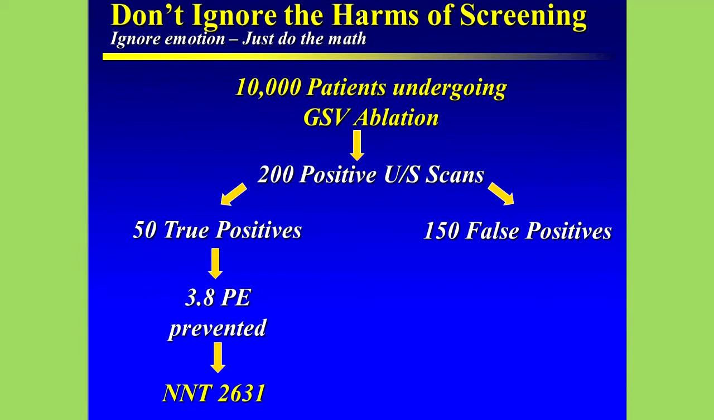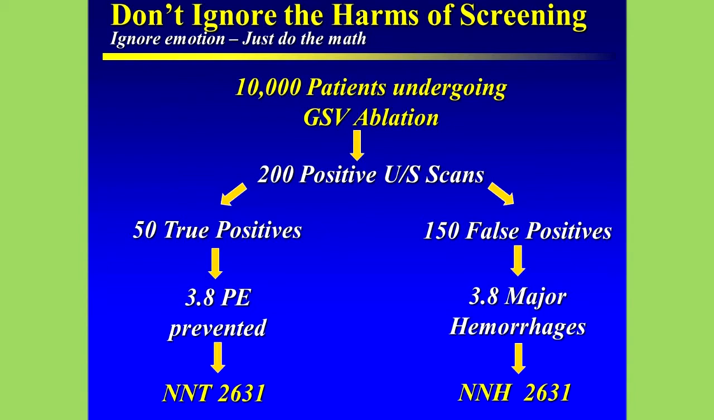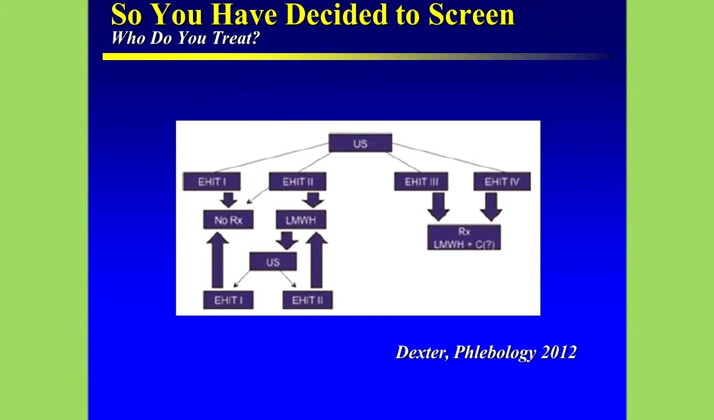If we look at those patients who had false positive scans and anticoagulate all of those, we're going to cause about 4 bleeding episodes, exactly equivalent to the number of pulmonary emboli prevented, with a number needed to harm that's virtually identical, 2,600. So I think it's fine to screen as we do, but I think we have to understand that screening is associated with some harms as well as benefits.